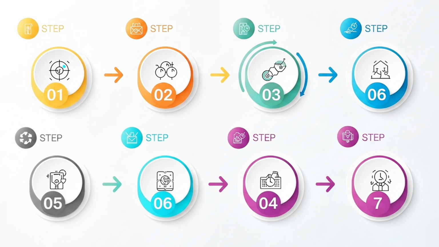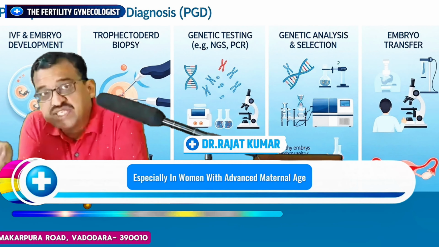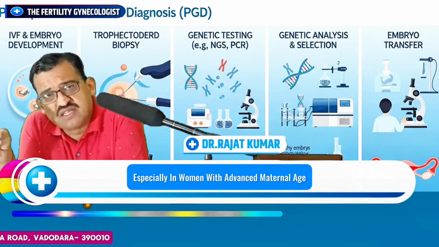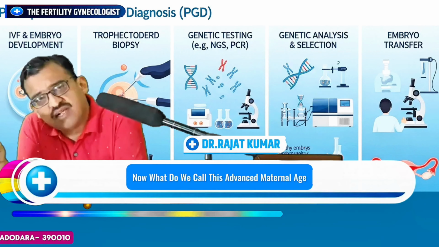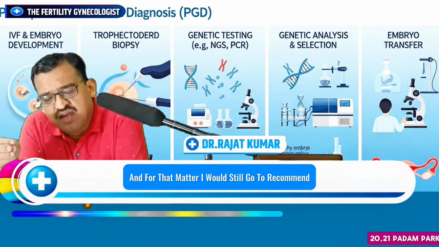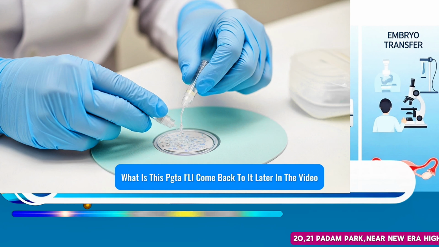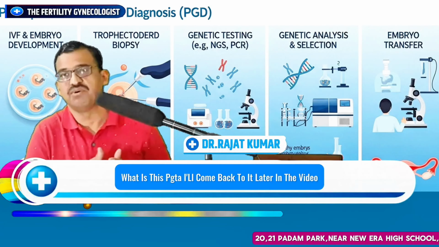Most of the embryos of trisomy can implant, but they lead to various chromosomal malformations. So we have to diagnose those kinds of embryos. Aneuploidy, like I said, is the cause of most of the implantation and pregnancy failures, especially in women with advanced maternal age. Now, what do we call this advanced maternal age? Any female more than 35 is called advanced maternal age, and for that matter, I would still recommend any female more than 30 should get a PGT-A. What is this PGT-A? I'll come back to it later in the video.